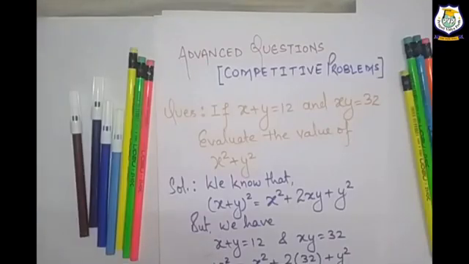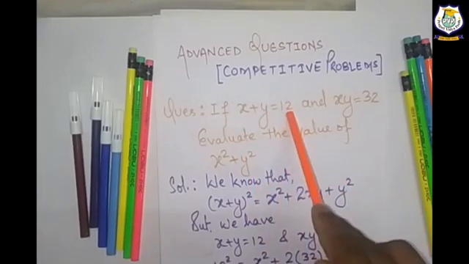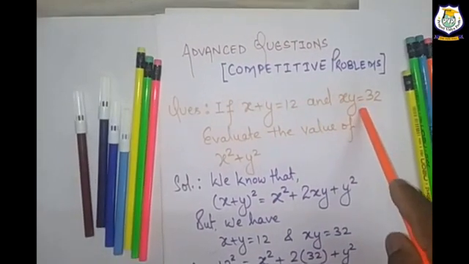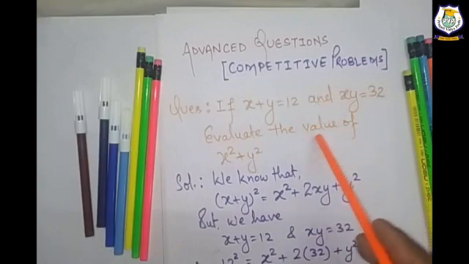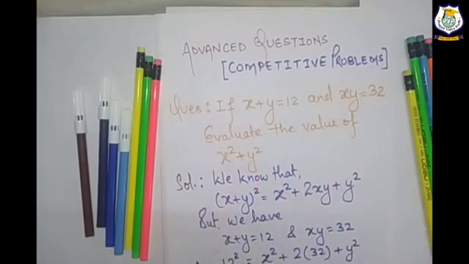Okay, now students, I am going to discuss some advanced questions for competitive level. These questions are not in NCERT, but you can see them in some competitive books. The question is, if we have x plus y equals 12 and xy equals 32, we have to evaluate or find the value of x square plus y square. How can we do that?